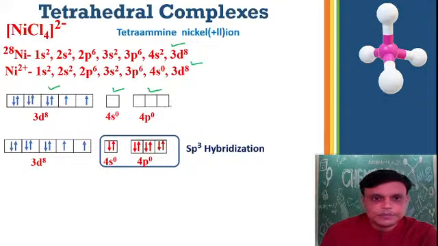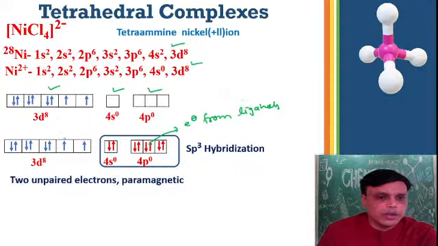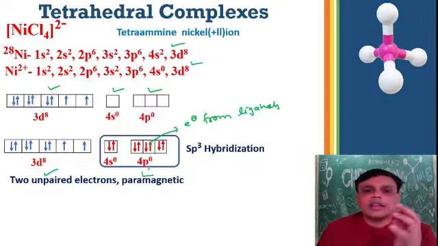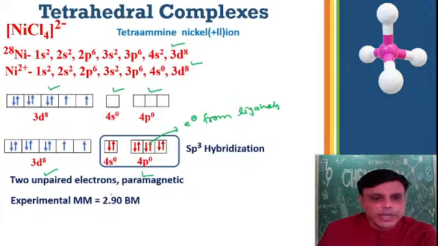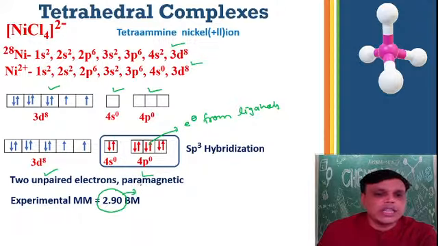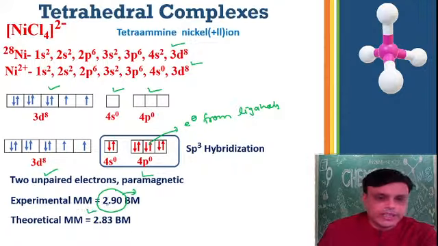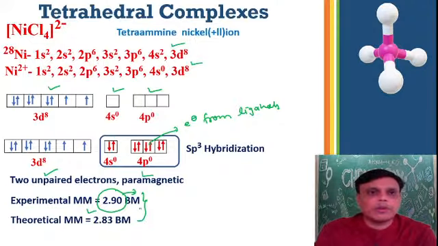And this red color shows electrons from ligands. Then 2 unpaired electrons are there. Correct. 2 unpaired electrons, so the complex is paramagnetic. If an unpaired electron is there, then the complex is paramagnetic. If no unpaired electron, then the complex is diamagnetic. Now the experimental magnetic moment is around 2.83 to 2.90. Then the theoretical magnetic moment we have calculated is 2.83. That means these values are similar. That means we can say the observed and actual geometry of this complex is tetrahedral.